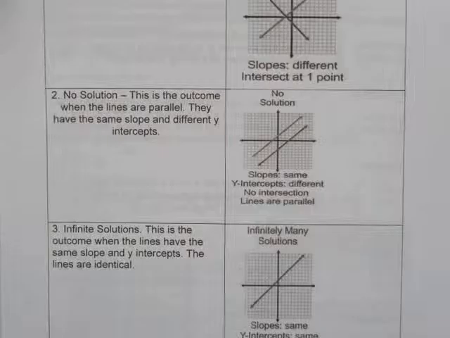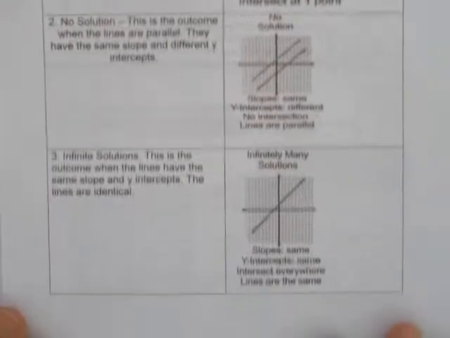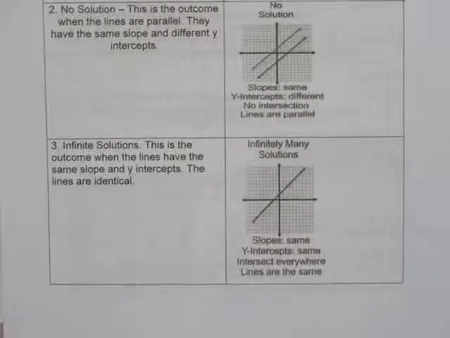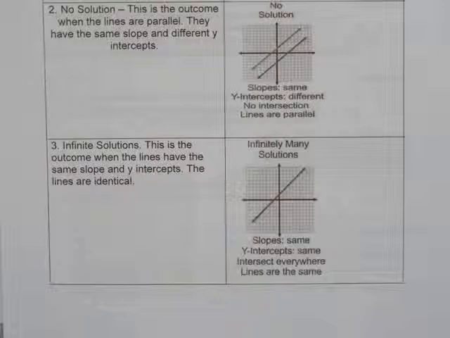And the third possible outcome is that there are infinite solutions. And when would that be? Well, that would be the outcome when the lines have the same slope and the same y-intercepts. In other words, the lines are identical. And in that case, there's an infinite number of solutions for that system of equations because every point on those lines is an answer to both equations. All right. That's how you can do it from graphing.